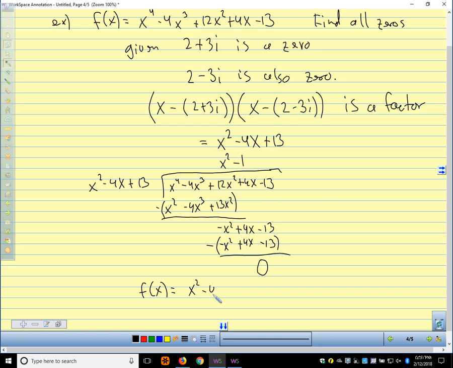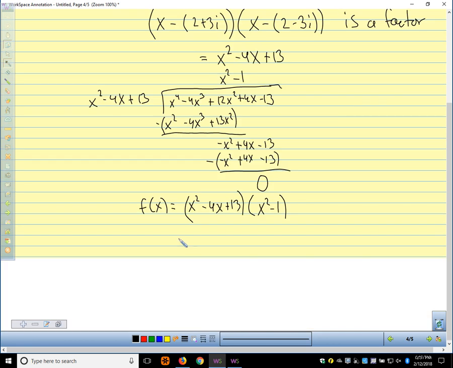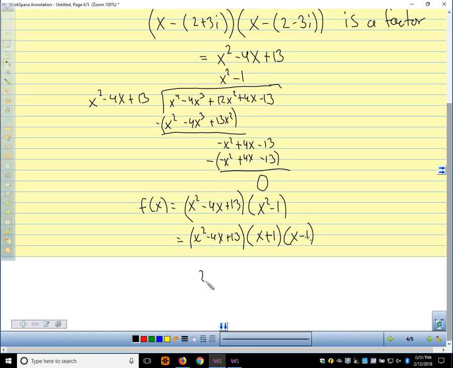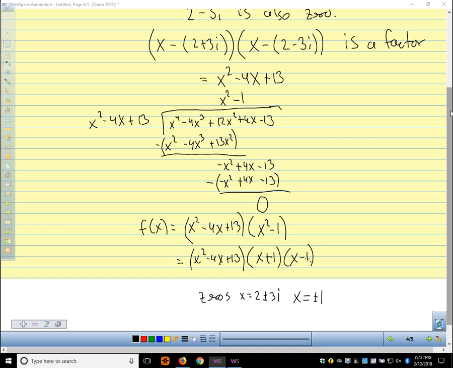So that tells us that f of x equals x squared minus 4x plus 13 times x squared minus 1. Can I factor x squared minus 1? Yes. x plus 1, x minus 1. So my zeros are x equals 2 plus or minus 3i, and x equals plus or minus 1. And my factorization would be, if I wanted the complete factorization, x minus 2 plus 3i, x minus 2 minus 3i, times x plus 1 times x minus 1. That would be the complete factorization.